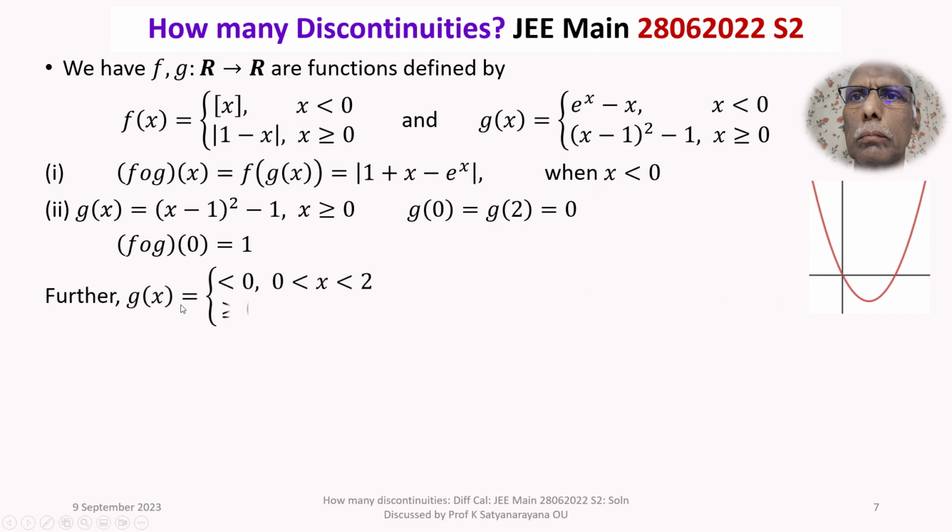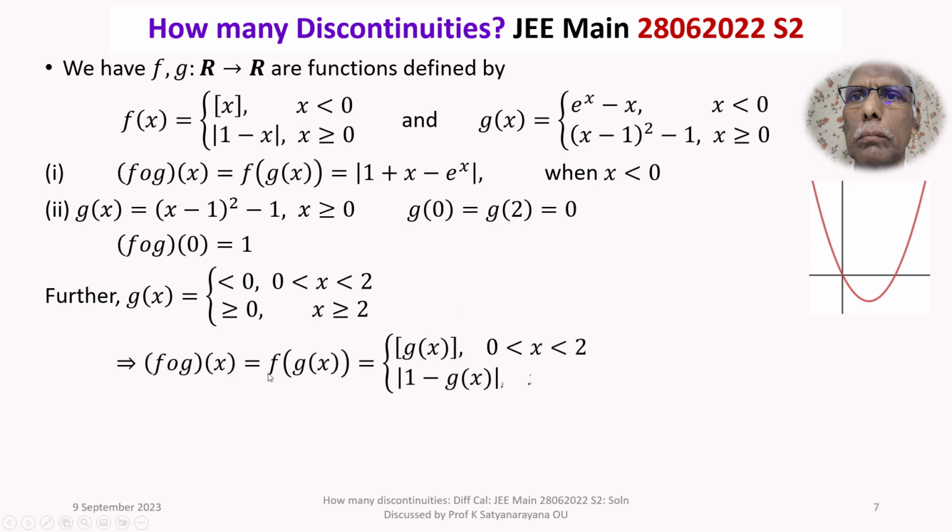So, g of x is negative when 0 less than x less than 2, and when x greater than or equal to 2, it is greater than or equal to 0. So, now we got the behavior of g of x here, and now f compose g of x will be equal to f of g of x. Now, let us get into the first one.